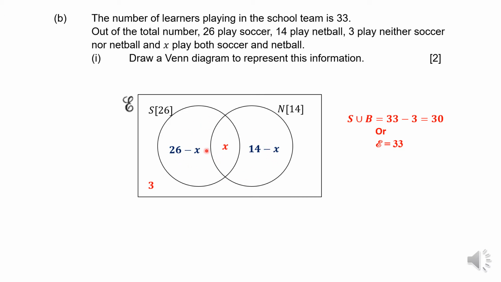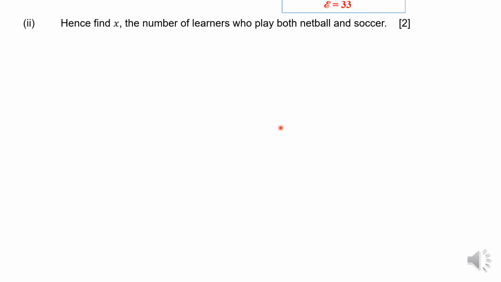So what I mean is, in the next question they are going to ask you to calculate the value of X. You can simply add everything here and let it equal 30, or you can add everything including the 3 and let it equal 33. So that is the question I was referring to.